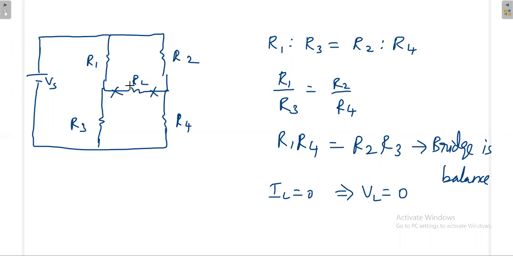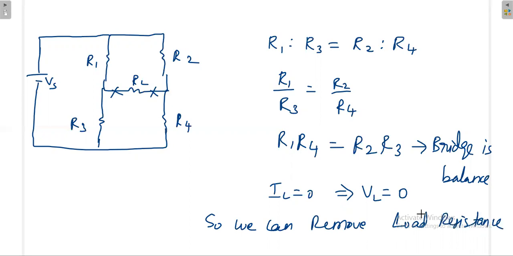Then what is the need of having this element here? I can remove this element. Physically I can remove the element. Even if this element is there, there will not be any effect on the circuit. That's why I can remove this. So we can remove the load resistance. For analysis purposes, we can remove the load resistance.